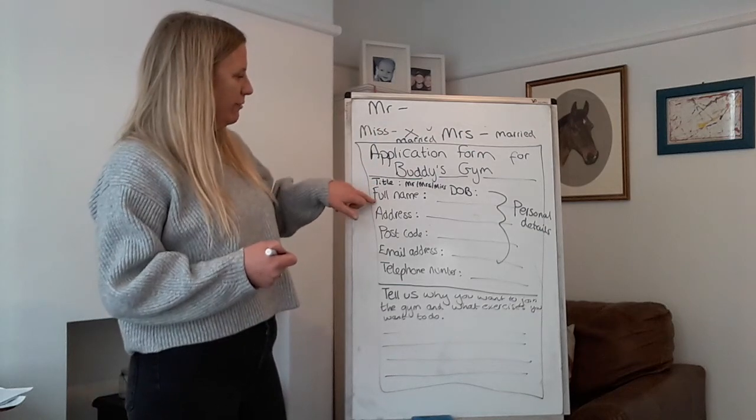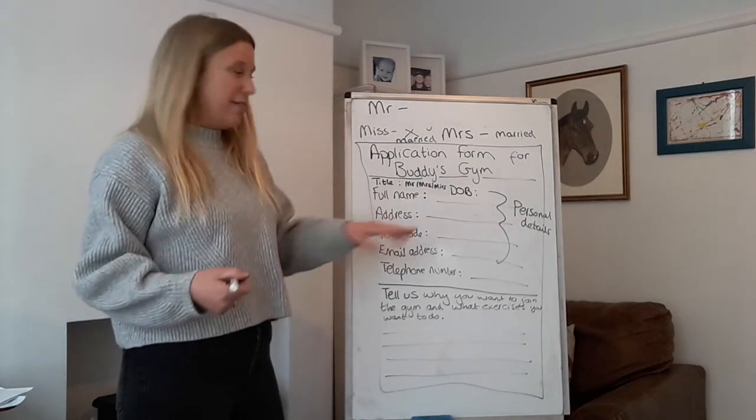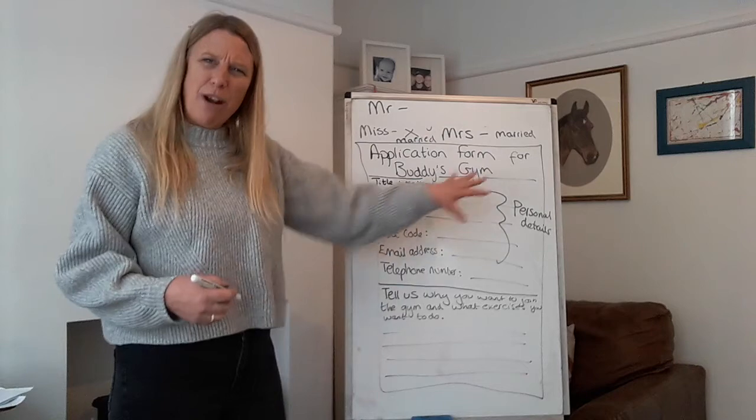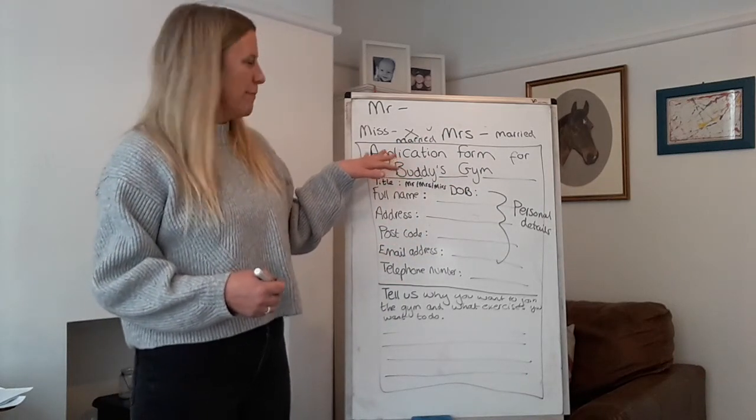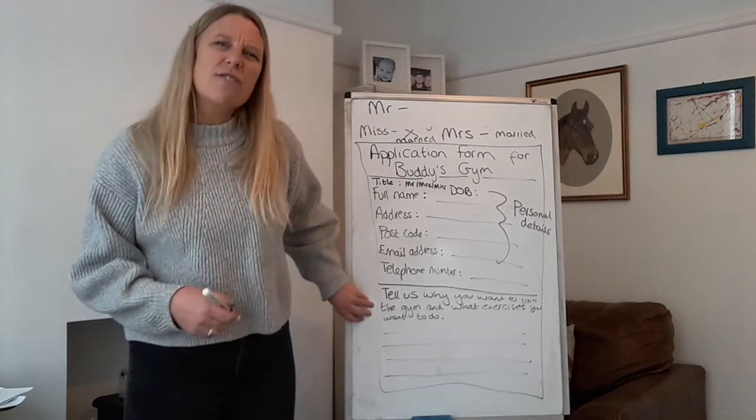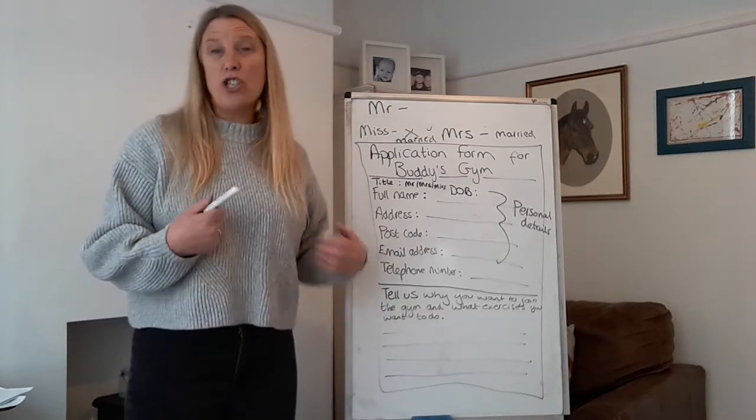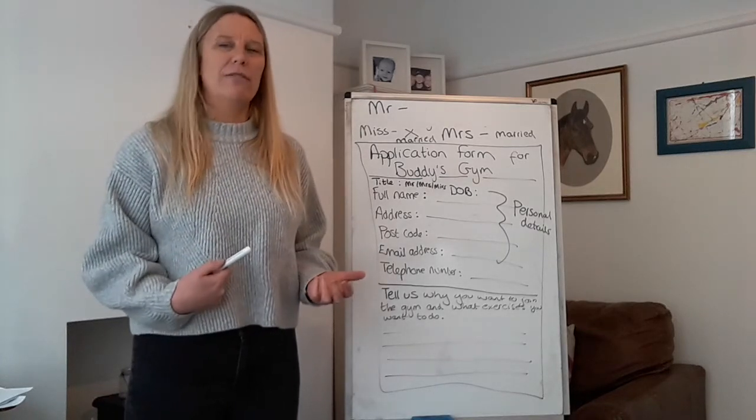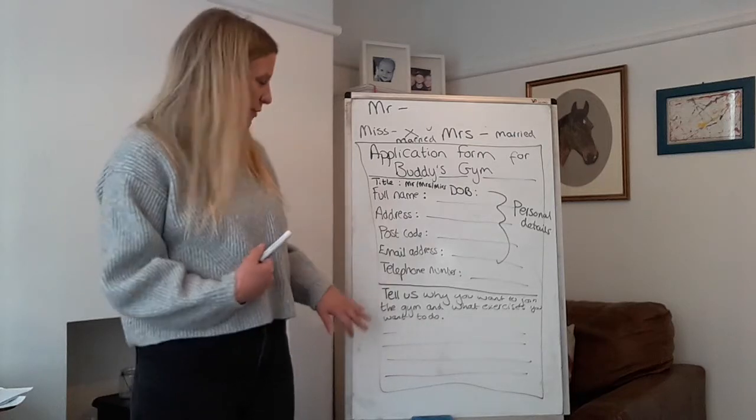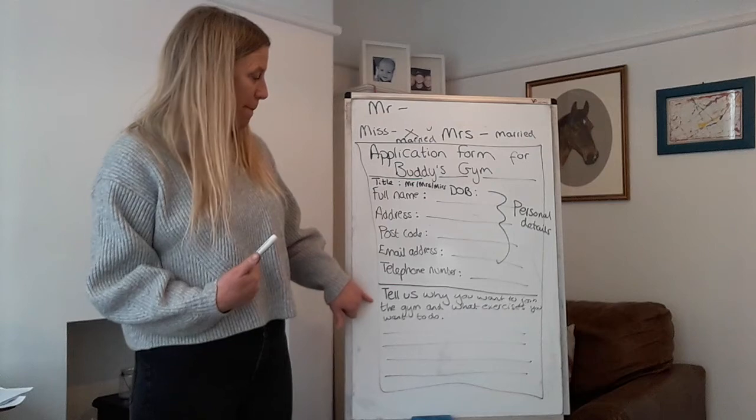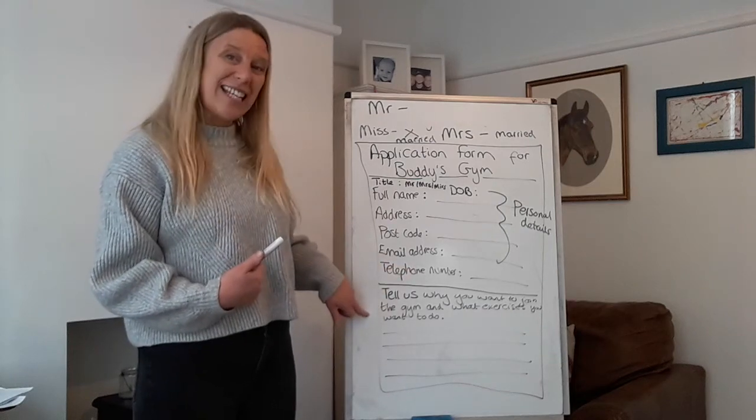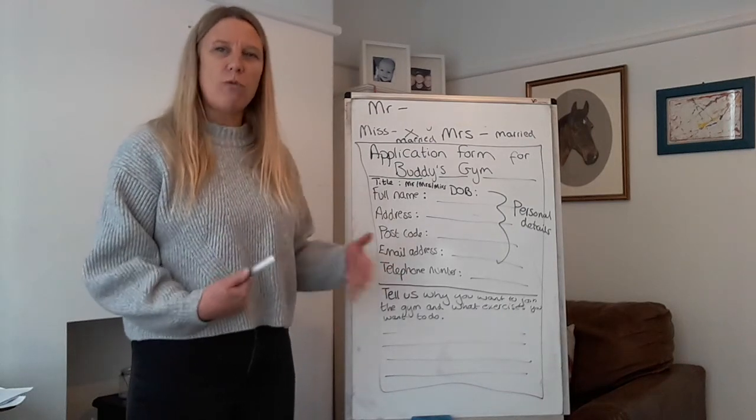This is title, full name, address, postcode, DOB, date of birth. They will ask for personal details when you're filling in a form. Okay? And then at the bottom they might ask for extra information. They might want to know a bit of extra. So for example here it says, tell us why you want to join the gym and what exercises you want to do.